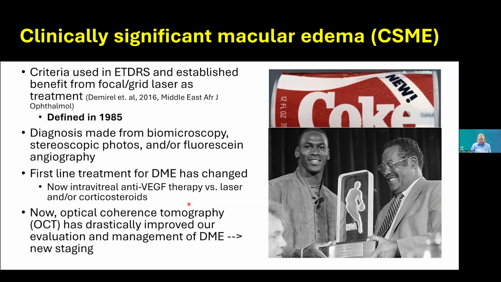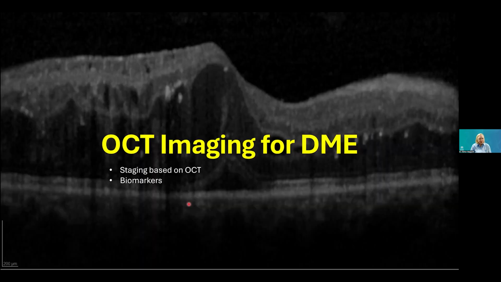And so it's changed how we treat DME a lot, and we even have a new staging system for DME based on OCT within the last 7 or 8 years. So we're going to talk about the staging based on OCT, as well as some biomarkers that might help you better understand or give you some insight into your patient's vision, just in case you have some of those cases where patients don't improve after treatment as you might expect.